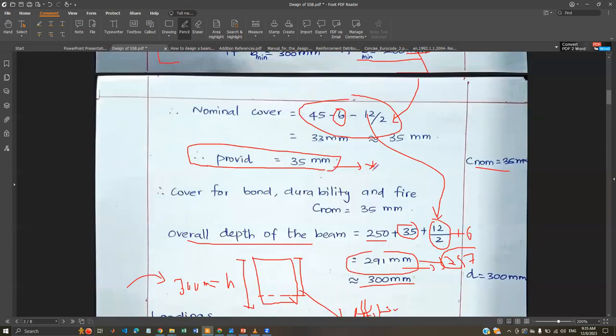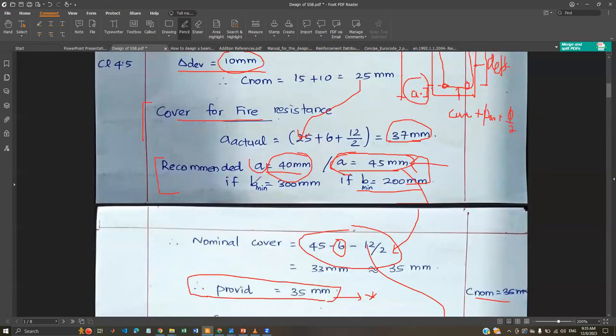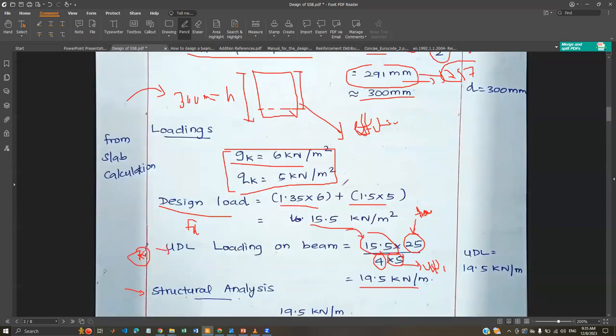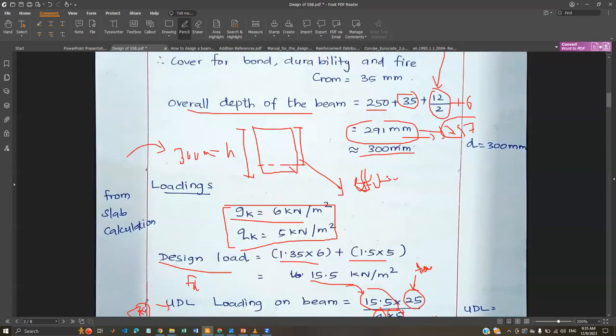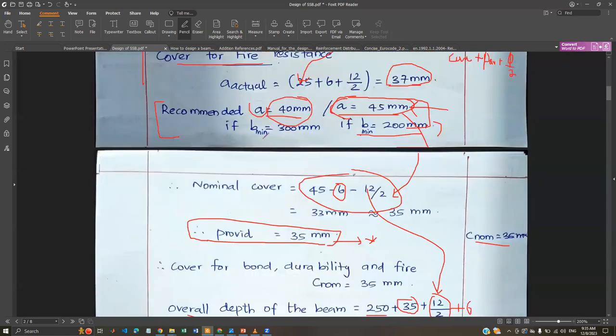Before you assume 250 millimeter, again you need to go for the fire calculations. Since I assume my A as 45 millimeter, my B minimum should be 200 millimeter or higher. So that's the reason why I assume 250 millimeter. But if I assume 300 millimeter, that is also possible. So you can see from both, it is 300 millimeter and it is 200 millimeter.